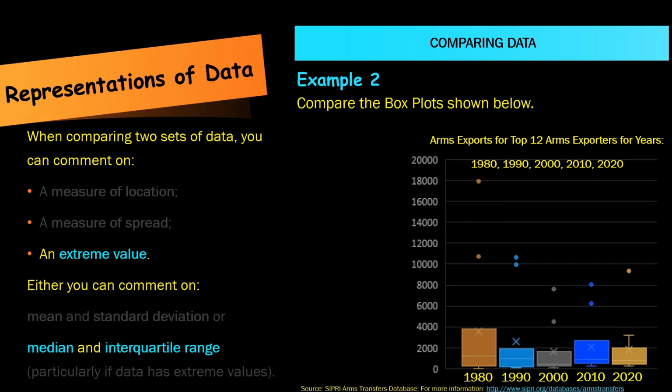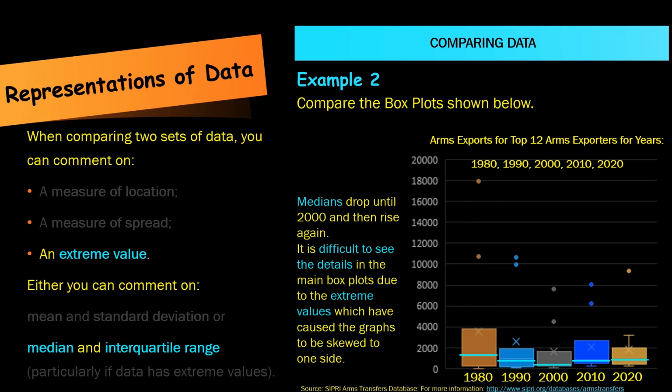Remember that we can look at extreme values, measures of spread, measures of location. Let's see what we can observe. Let's take a look at the medians. What can we notice about these medians? They've been highlighted with the red bars. Notice that the medians drop until 2000 and then start to rise again. It is actually quite difficult to see the details in the main box plots due to the presence of the extreme values, which have caused the graphs to be skewed to one side.